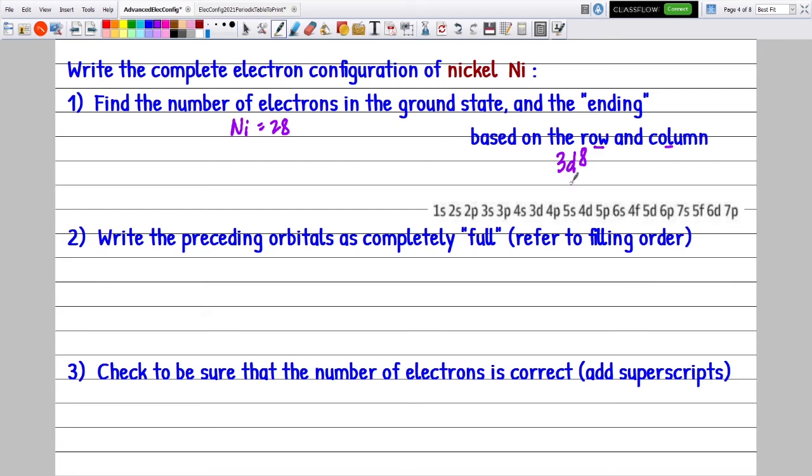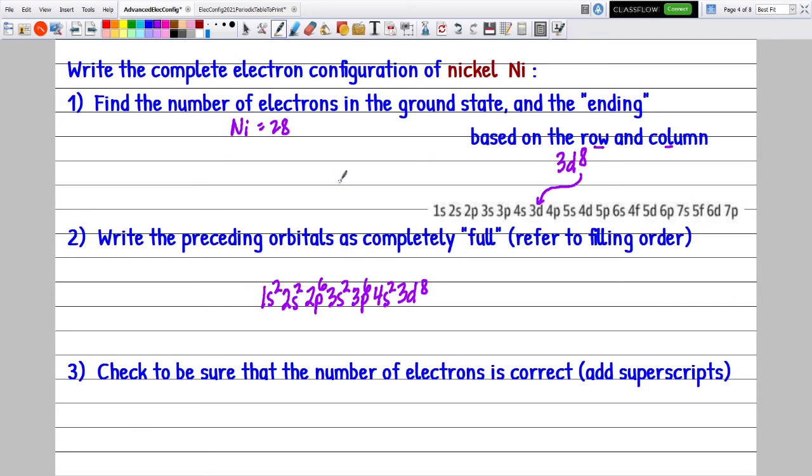So let's do that, same way that we did it. Now that we know that the ending is going to be 3d8, just begin at 3d8, and then work backwards with completely full preceding orbitals. 4s will have 2. 3p will have 6. 3s will have 2. 2p will have 6. 2s will have 2. And 1s will also have 2.